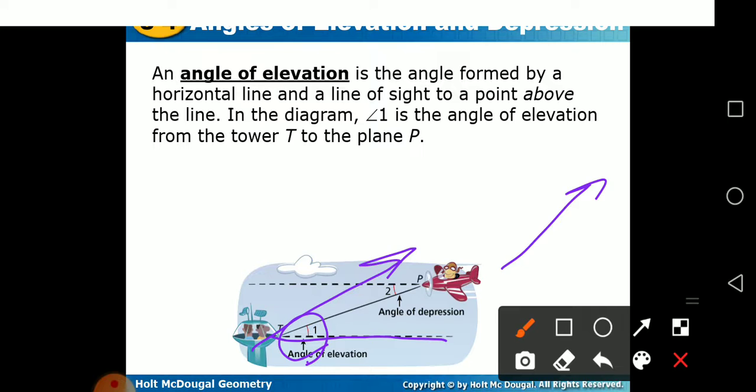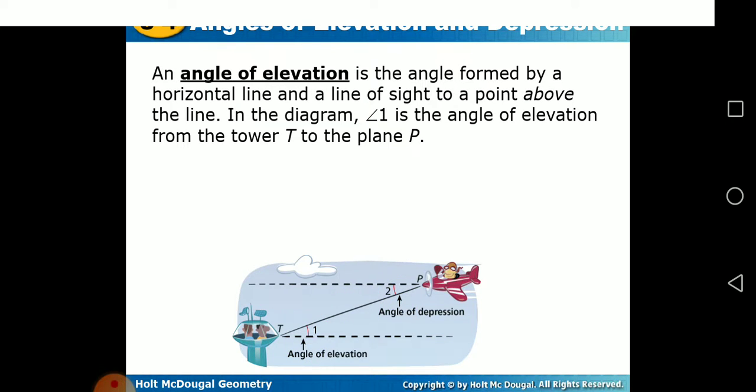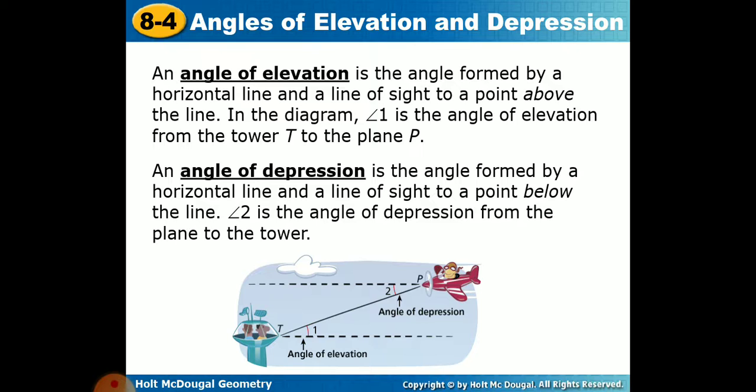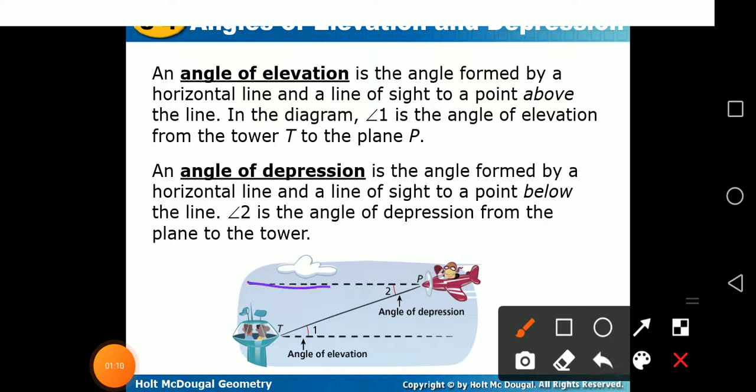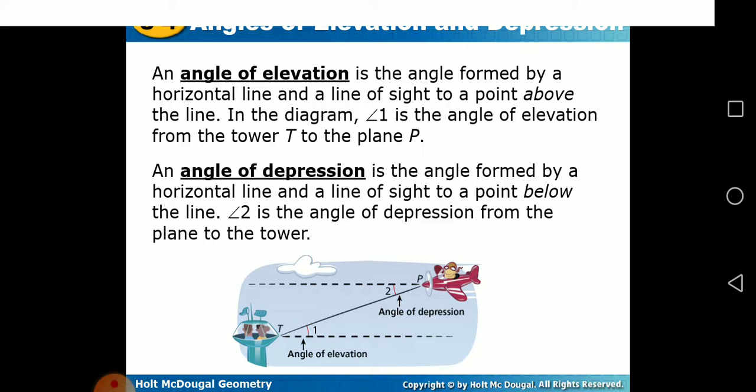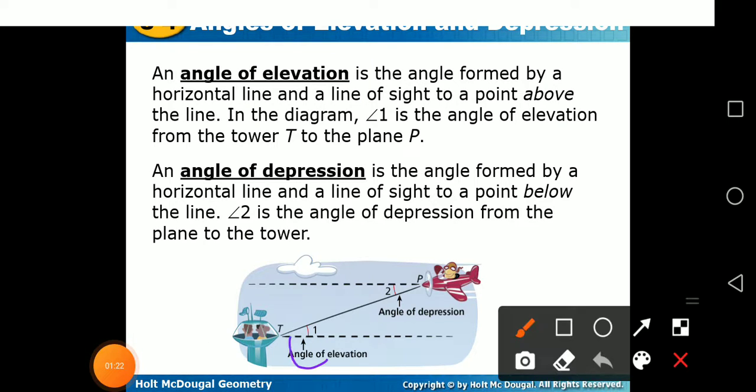And we have also another angle. It's called the angle of depression. As you see, like going down a slide, this is the angle of depression. The angle of depression is the angle formed by a horizontal line and the line of sight to a point below. So remember, depression is below, elevation is above. Elevation goes up, and here the depression goes down.